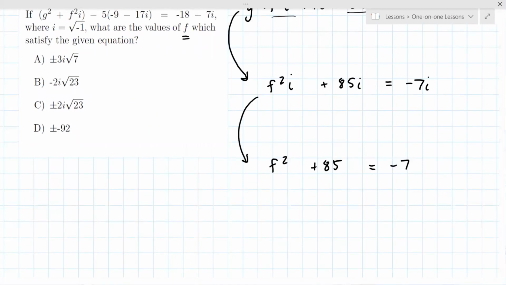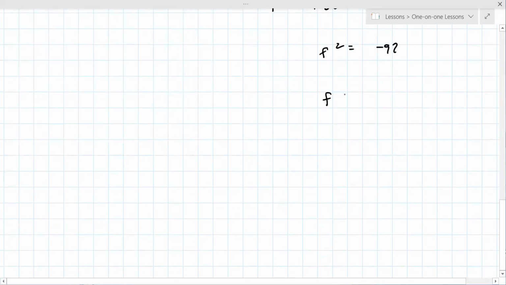So then you would subtract 85 over, so that's 78. Oh wait, okay, so then it's f squared equals negative 92. f equals plus or minus the square root of negative 92. And that doesn't simplify anymore.